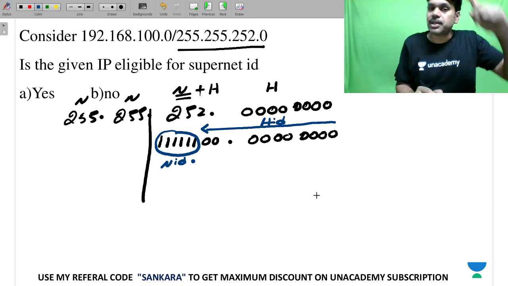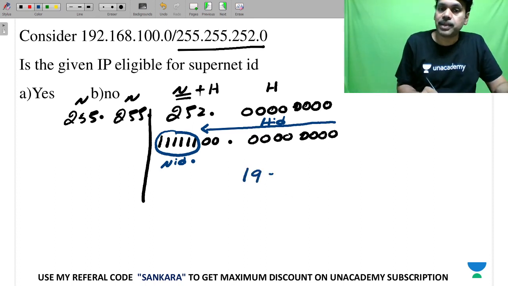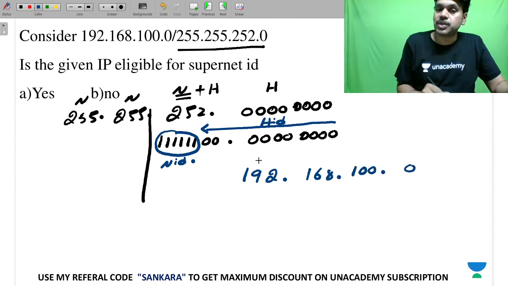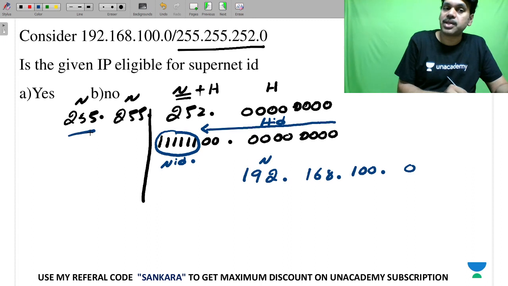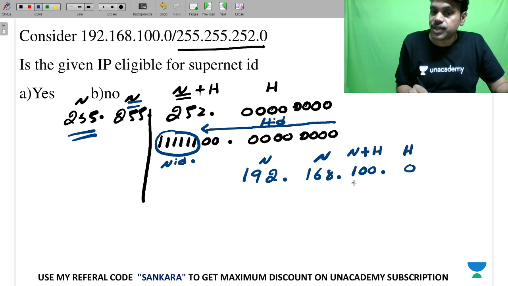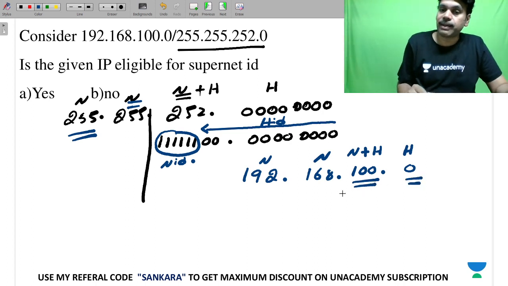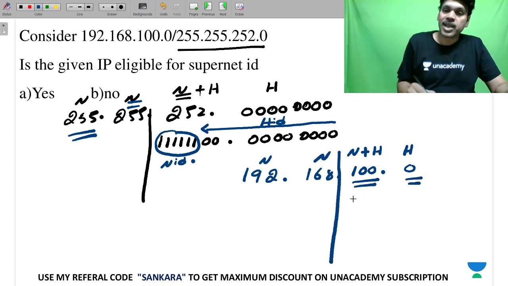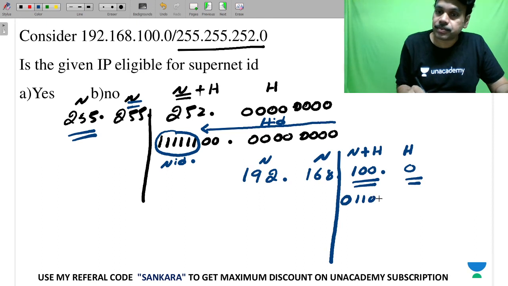Write your IP in binary now. What is your IP? 192.168.100.0. So this is NID, I am not going to touch. This is NID according to the given, I am not going to touch. But this consists of some NID, some HID. This is HID. Okay. So write this and this into binary. So 100 in binary and 0 in binary.